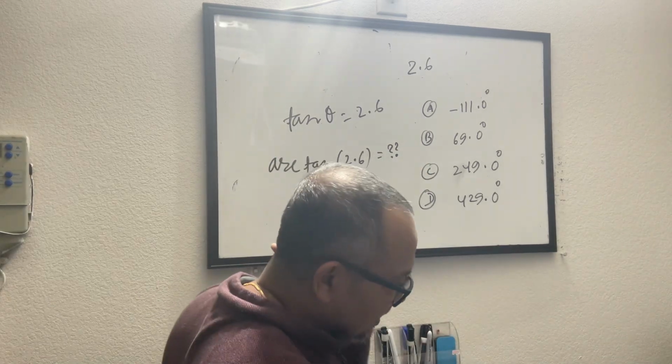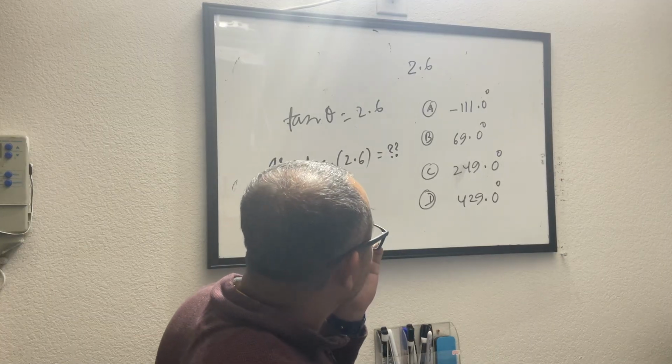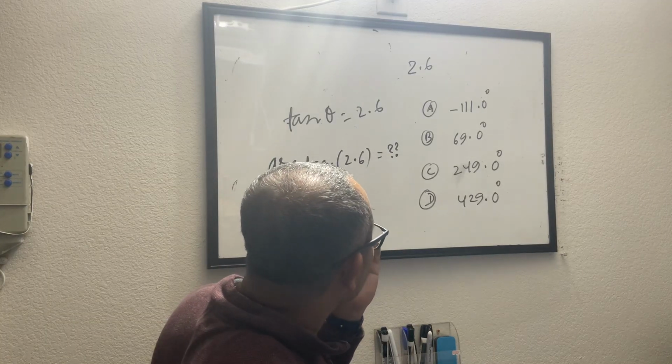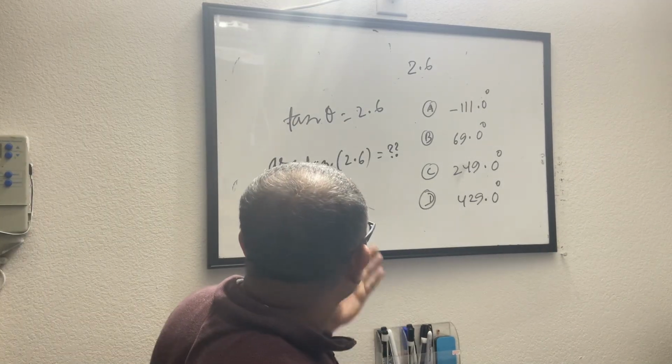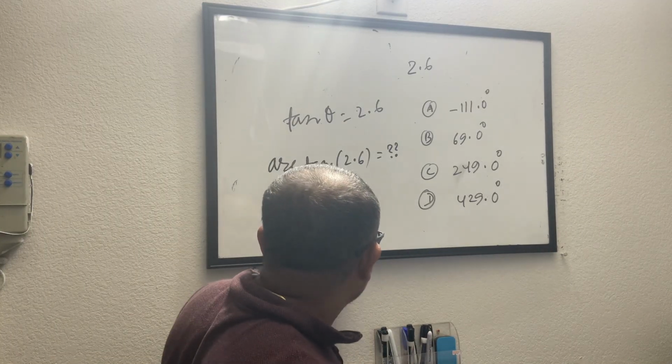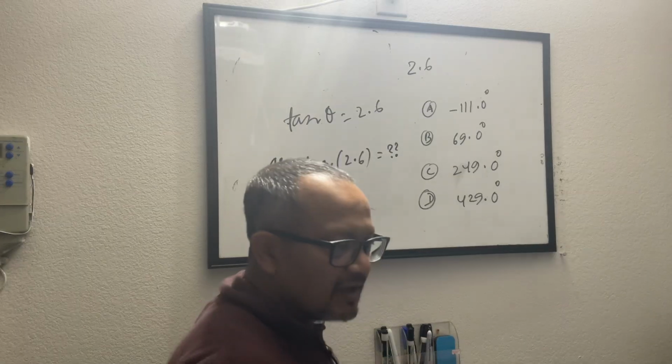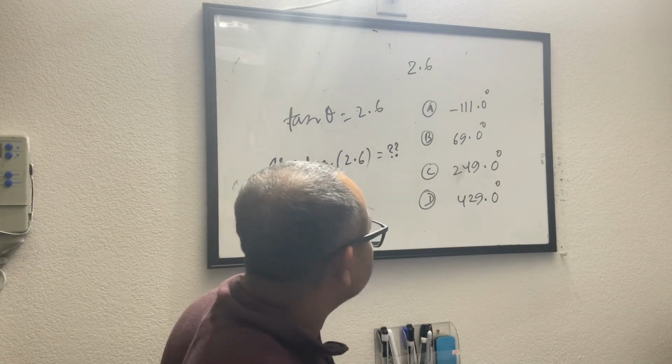And you must be thinking that, okay, we have all four options. Tan 2.6, how do we relate to it? And how do we find it out?